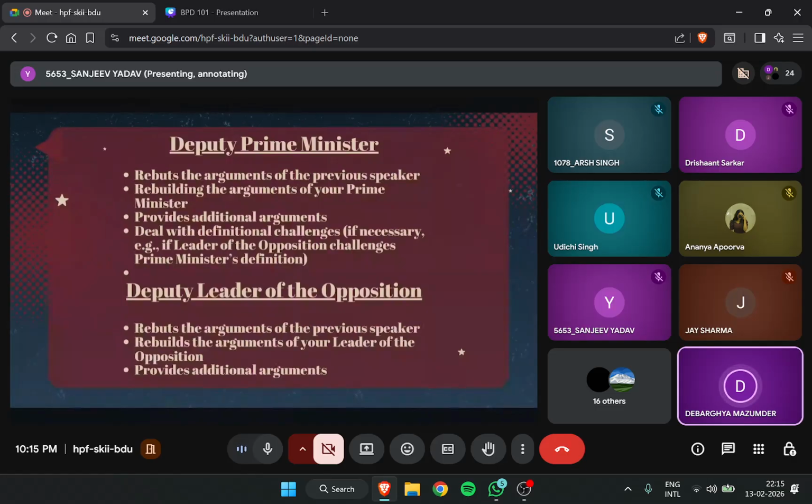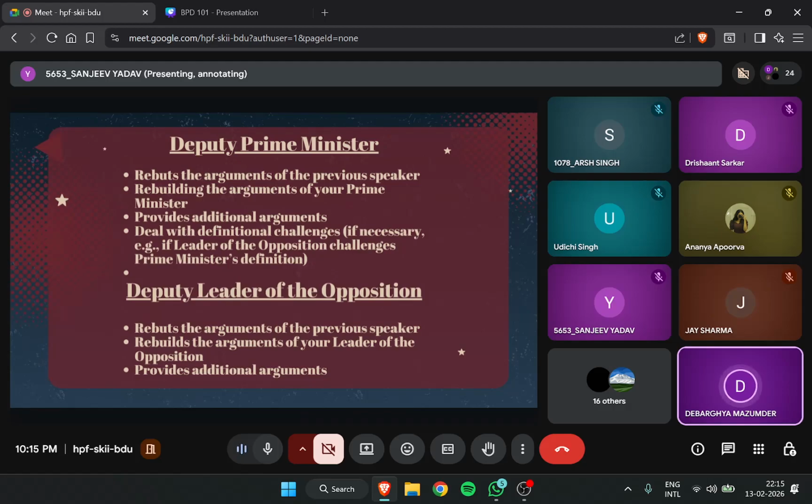Then coming to DLO. DLO is the last speaker of the opening bench, again the last speaker of opening opposition as well. That means the role of DLO is also a very difficult role, a burden when considered in terms of proving your bench to be heavy just because you are now the last speaker. That means you can rebut the arguments of your previous speaker, probably the DPM.